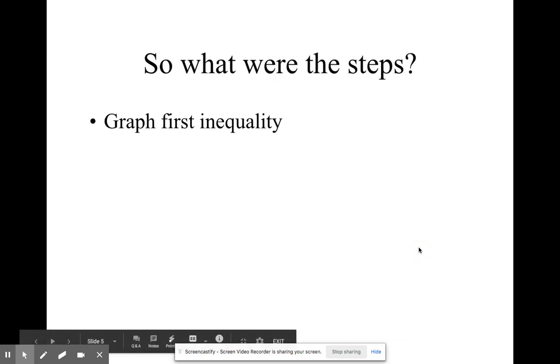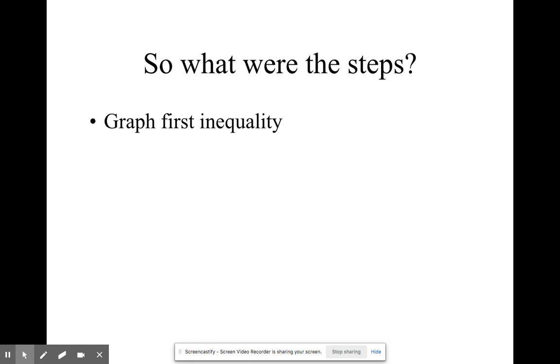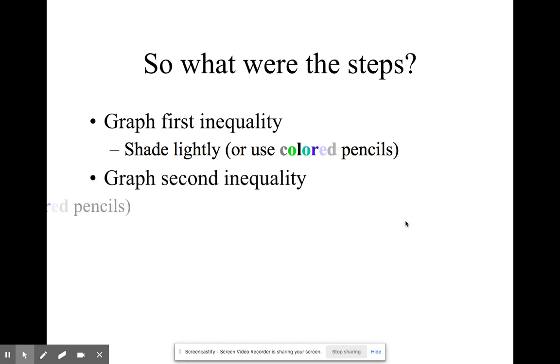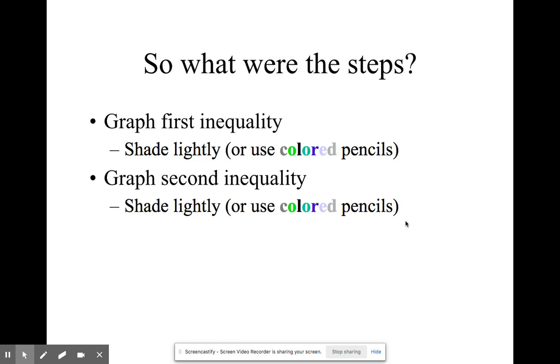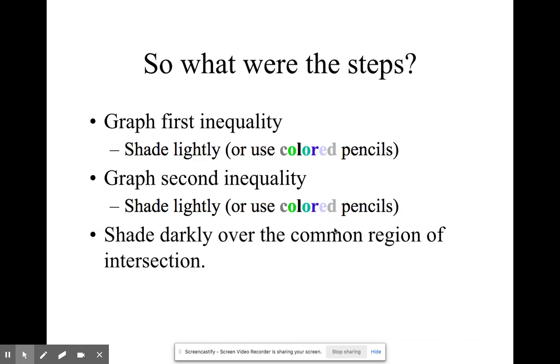So what are our steps? There's a lot of steps to this. First, graph the first inequality. Shade lightly or use colored pencils. I like using colored pencils. I have some if you need some. Graph the second inequality, use a different color, or you can shade lightly. Then shade darkly over the common region of intersection. You can use a different color, or you can just shade darkly with your pencil for that common area where they both meet. That is your solution.